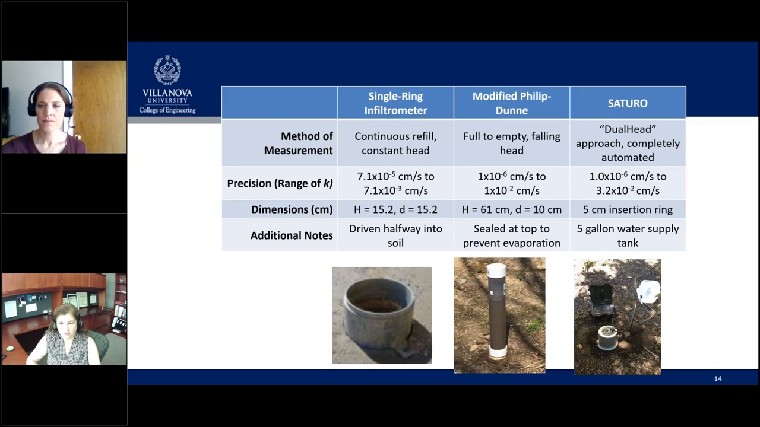It's completely automated. So as far as computational effort, it's fairly small because this actually does it all for you, and it does not take a whole lot of water either. And so one of the nice advantages of this is that you can bring your 5-gallon water supply tank and go ahead and do the test. And it has a range that's fairly similar to the modified Philip-Dunne.